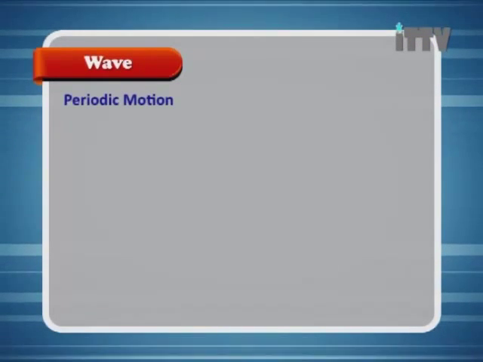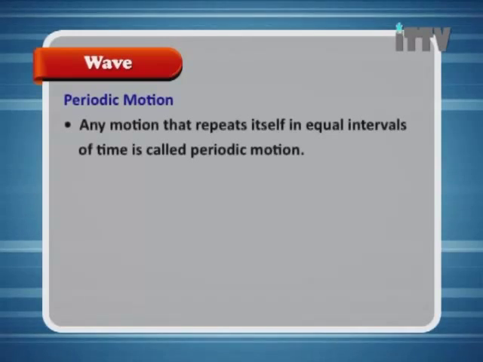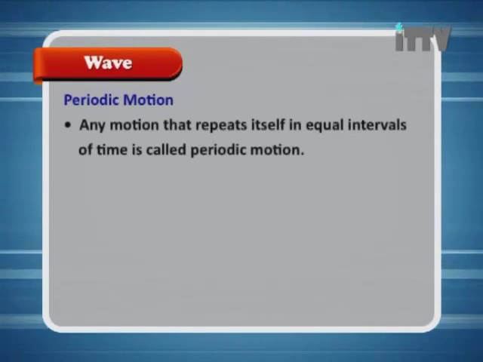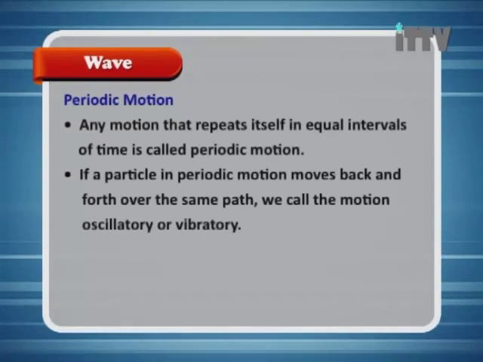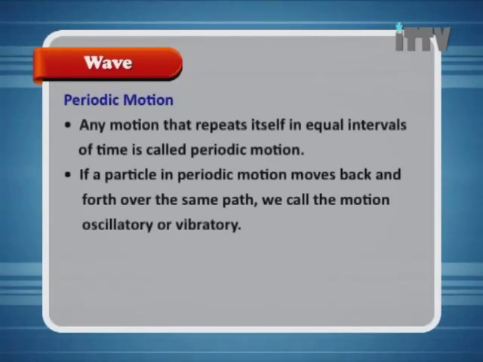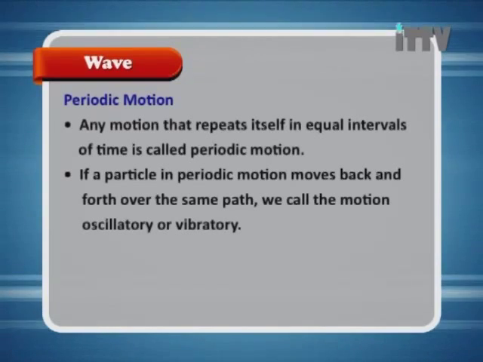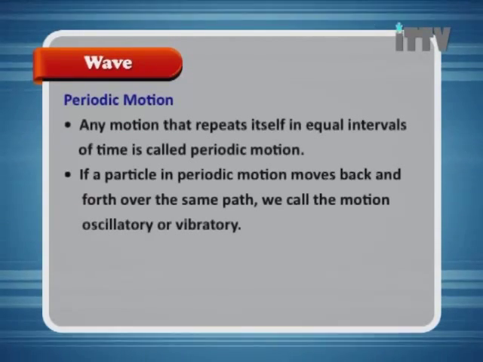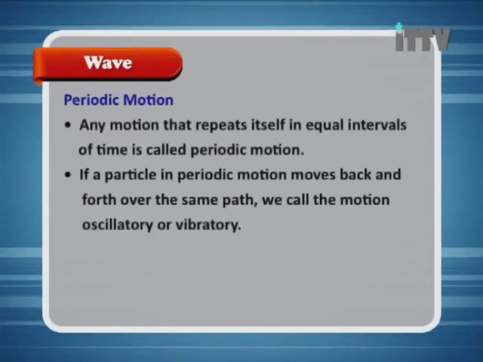Periodic motion. Any motion that repeats itself in equal intervals of time is called periodic motion. If a particle in periodic motion moves back and forth over the same path, we call the motion oscillatory or vibratory. So, this means that if you constantly repeat your action, such as waving your hand, we'll say that this motion is oscillatory or vibratory.